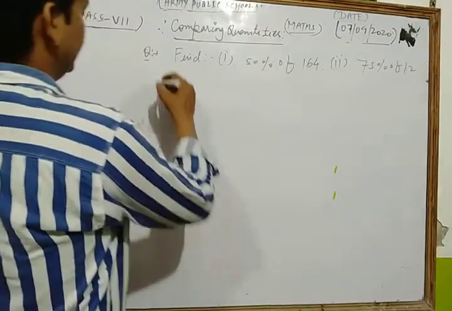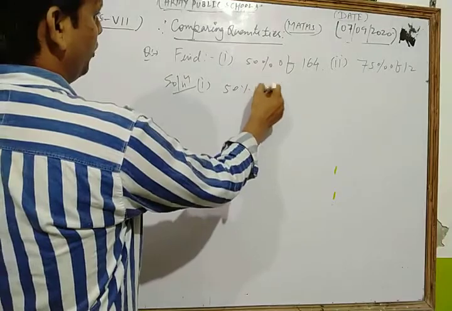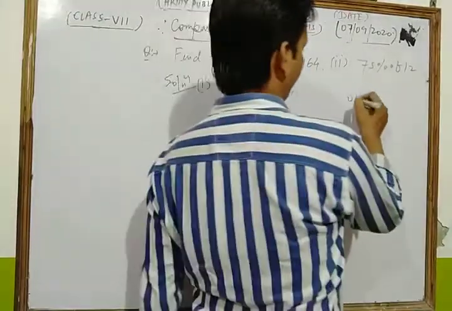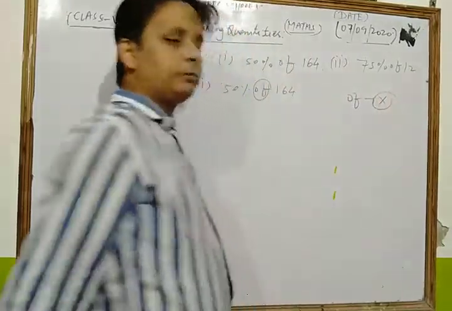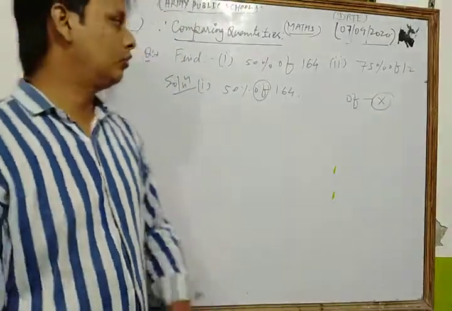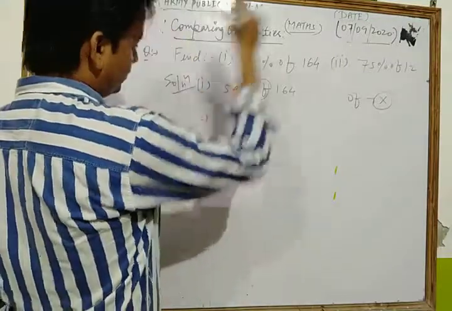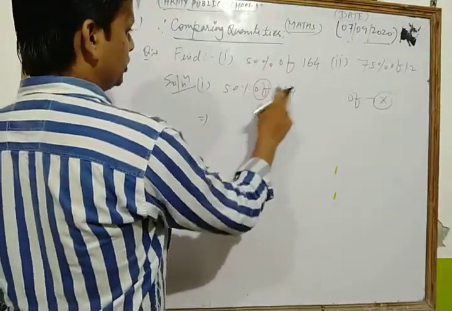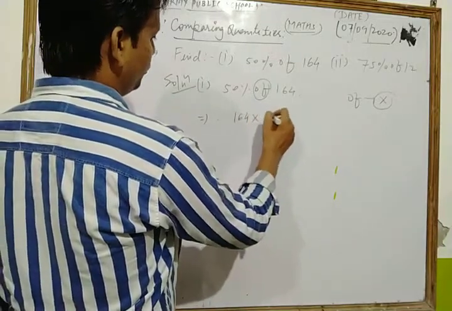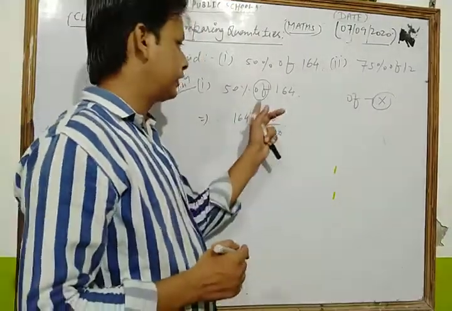That type of question is solved in this way. We take and solve the first part of this question, which is 50% of 164. Dear student, the general concept of "of" is that we generally write "of" as multiplication, multiply. Now let's see 50% of 164. So we can write 164 into 50 by 100. The general concept of "of" is multiply.